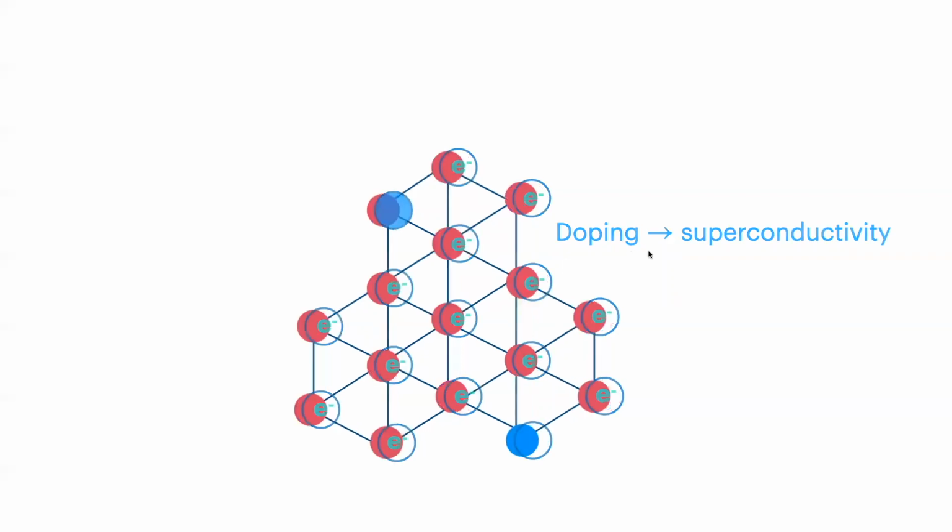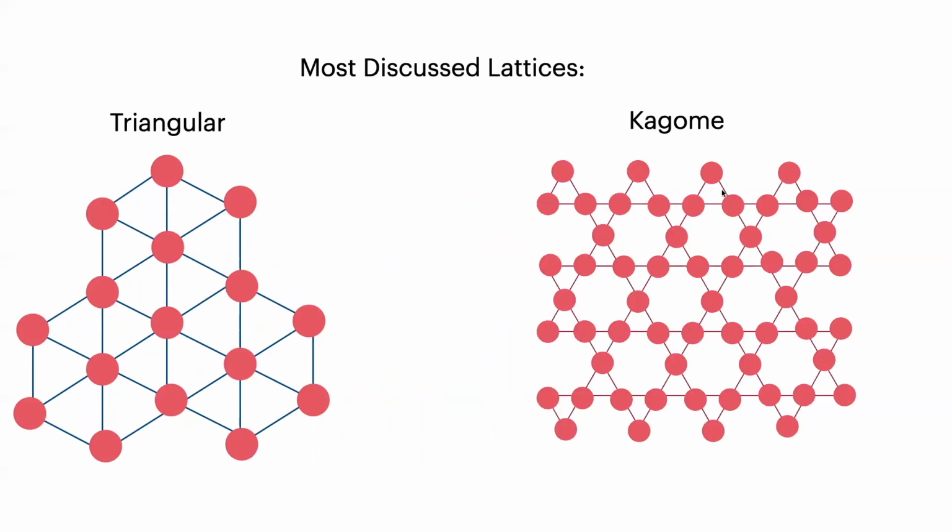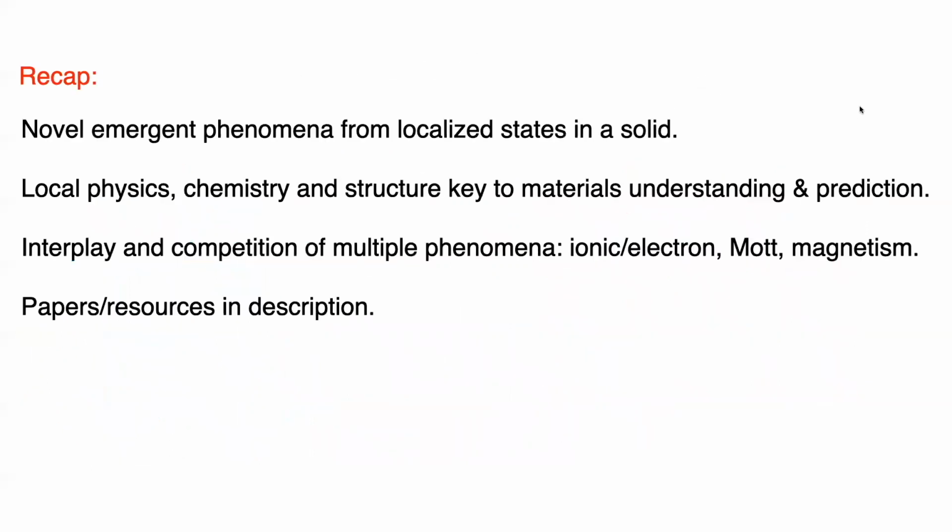And probably the most discussed lattices that lead to spin liquids, or should lead to spin liquids, as none has yet been discovered, are the triangular lattice, as well as the Kagome lattice, and possibly the hexagonal lattice. And of course, various Moire lattices, but I won't go into that here.